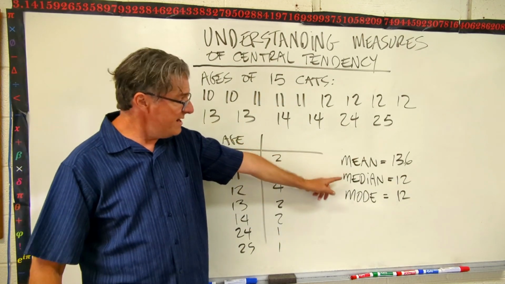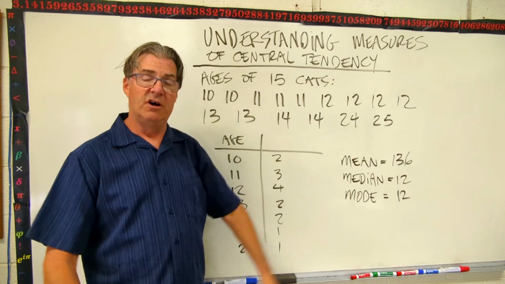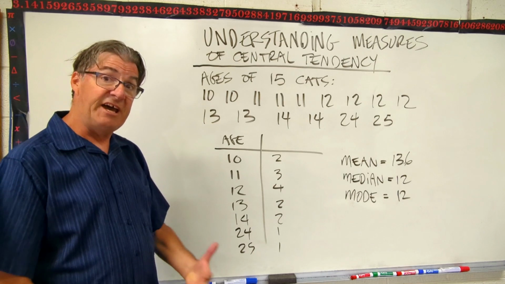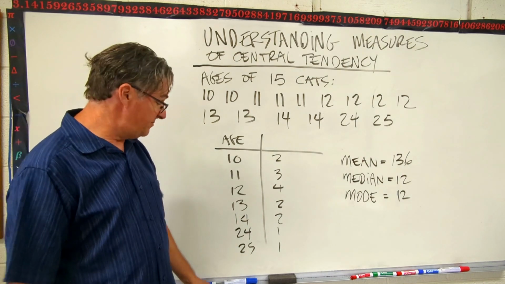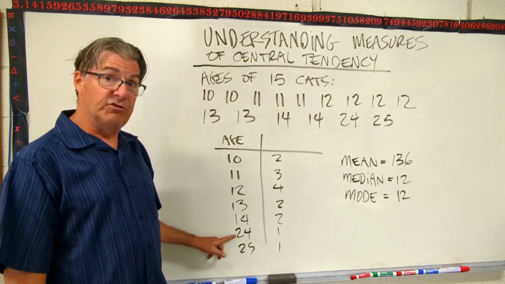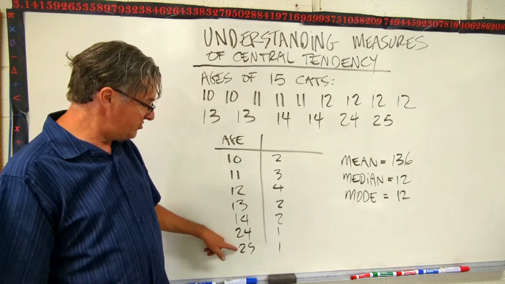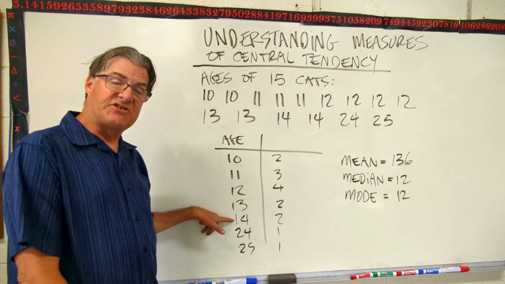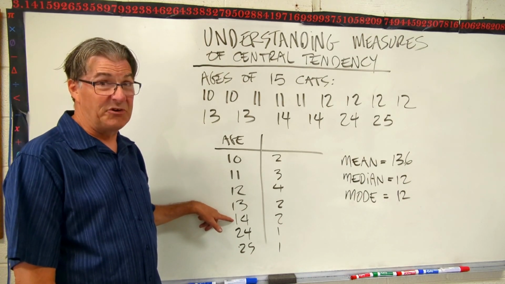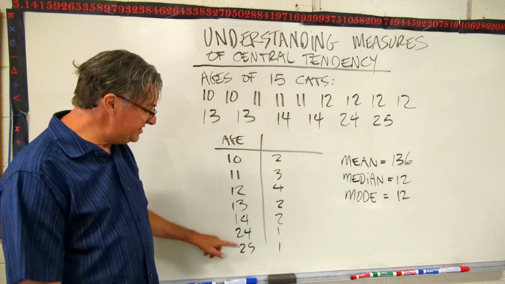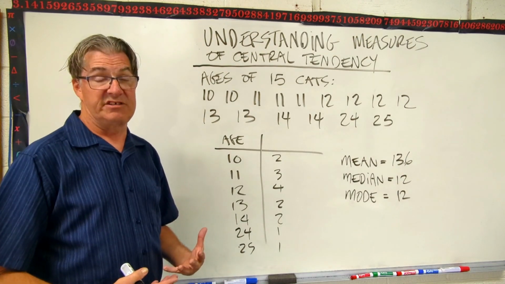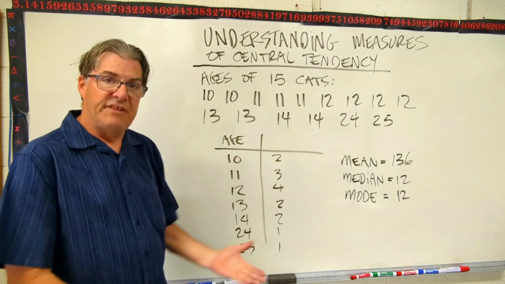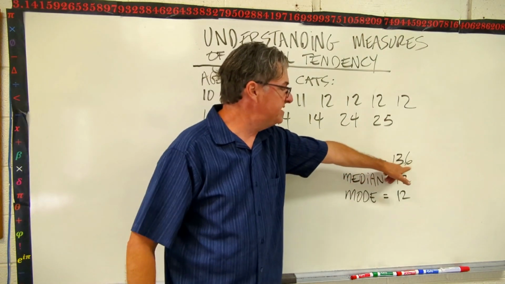Now, the mean is quite a bit larger than the median and the mode. Why would that be? Pause the video for a sec, take a look. Okay, if you said, well, of course it's larger because we have these 2 cats that grew to be quite old, 24 and 25. They're 10 or 11 years older than the next oldest cat that was 14 years old. So we call these data points outliers, and they skew our mean. They push the mean up to 13.6.